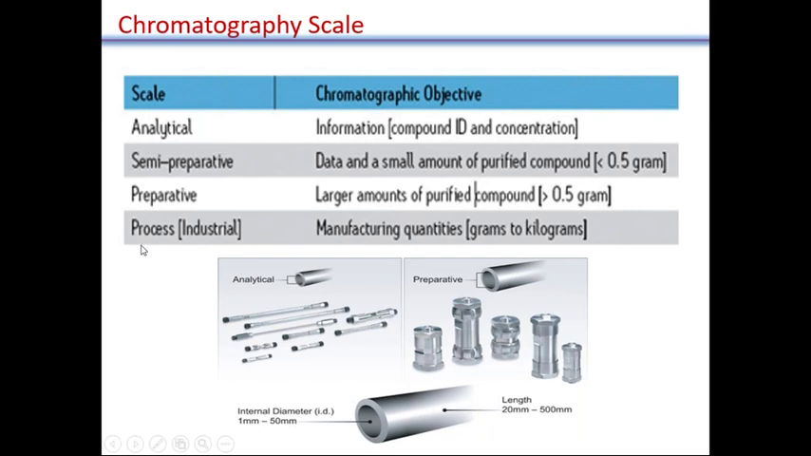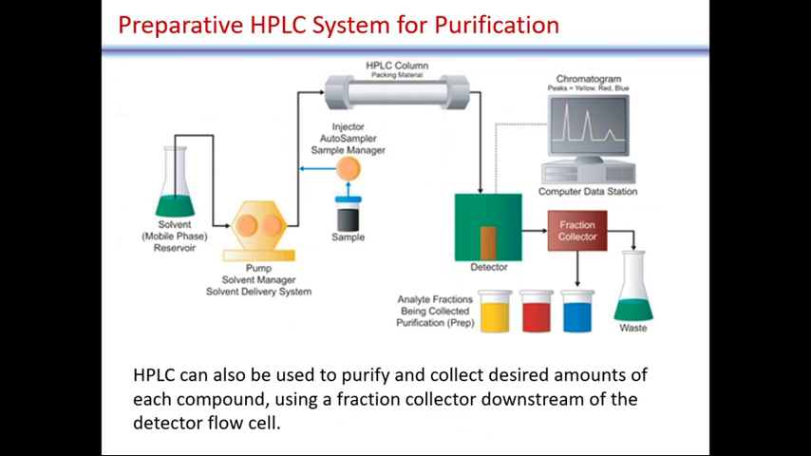And you've got industrial HPLCs, especially in the pharma industry, which is to purify the material from grams to kilograms. So you have analytical, semi-preparative, preparative, and industrial chromatography. In preparative, this is the same setup that you have, but you have very big columns, and the fractions can be collected according to the peaks that you want. So this is used generally downstream to purify materials.